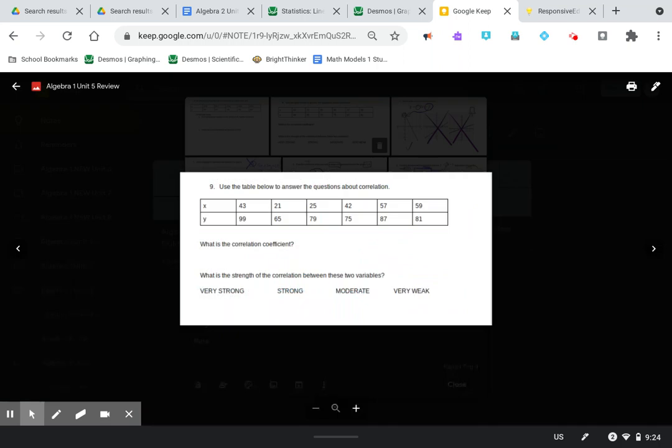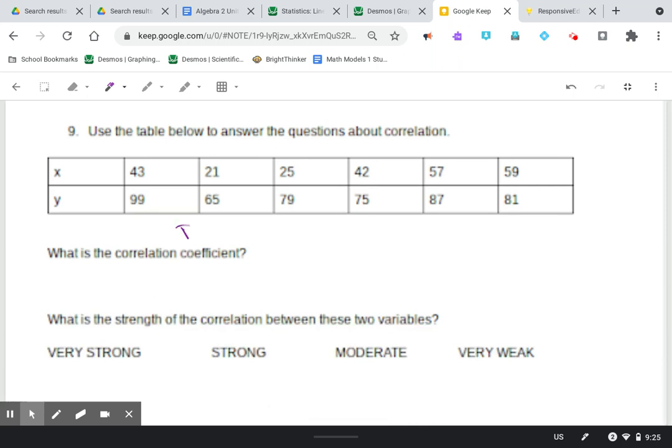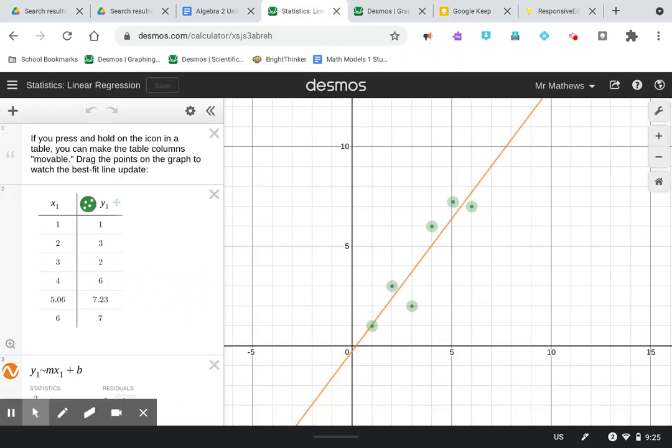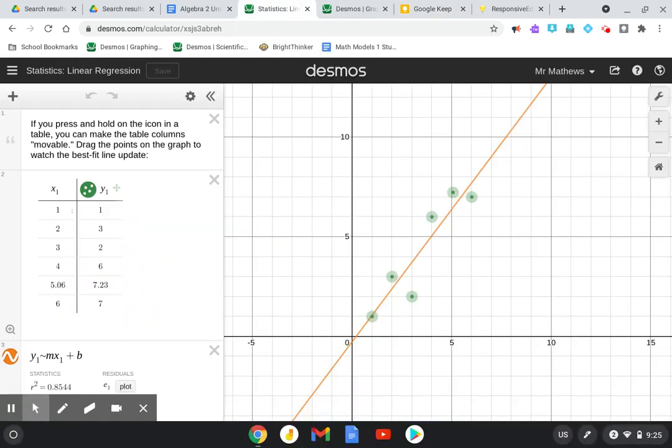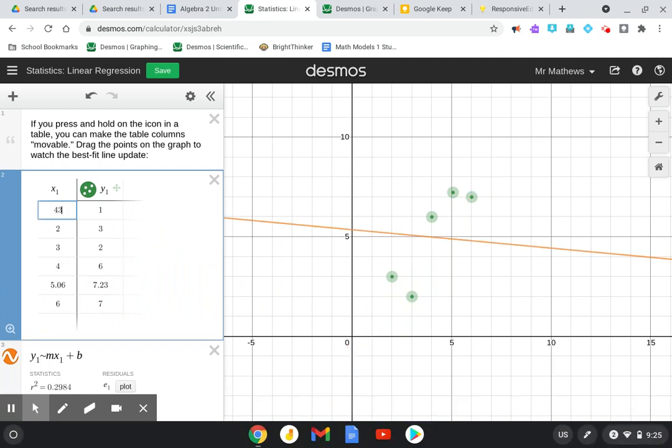Okay, now we get to questions about correlation and linear regression. So we're going to use the Desmos. You need to make sure you have that graph system handy. So we're going to go to our linear functions one, and we're going to do what we call regression. You remember this from the lesson. We're going to enter all the data from our table here, 43, 99. I'm going to just enter all this in here.